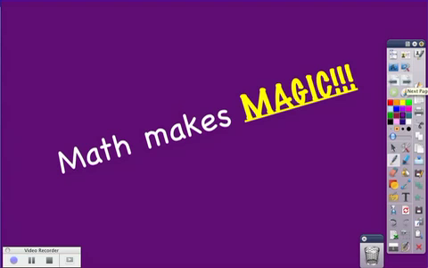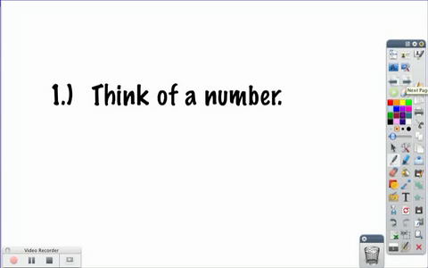Math makes magic. We're going to do a little magic trick. Think of a number, and don't forget what your number is. You may want to choose a number on the smaller side since you'll have to do some mental computation.